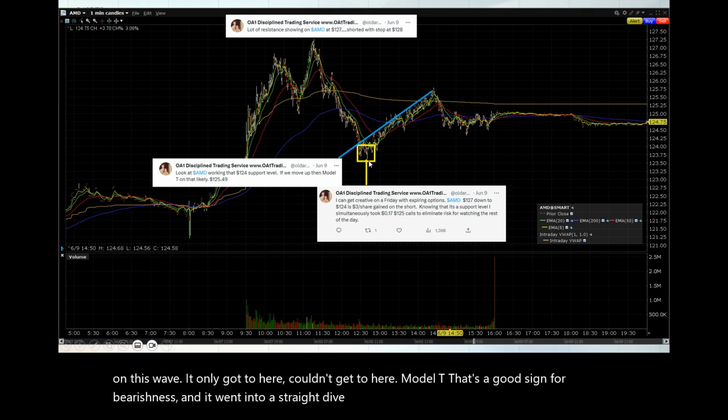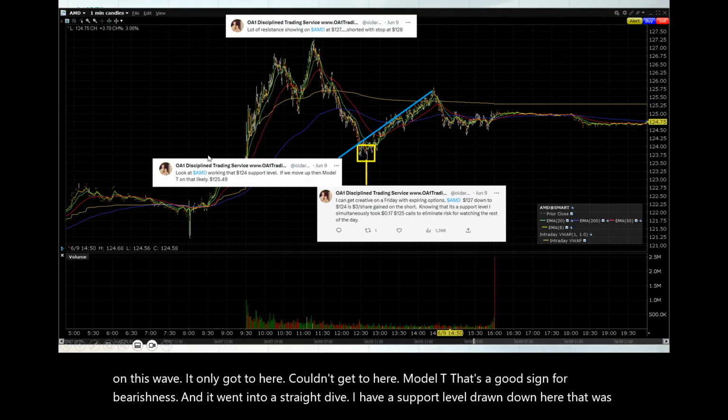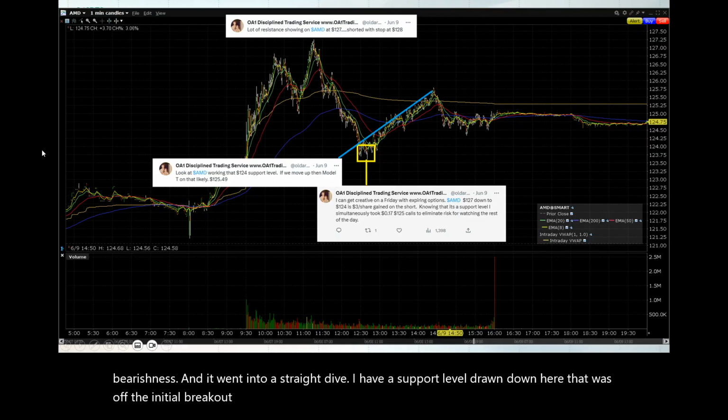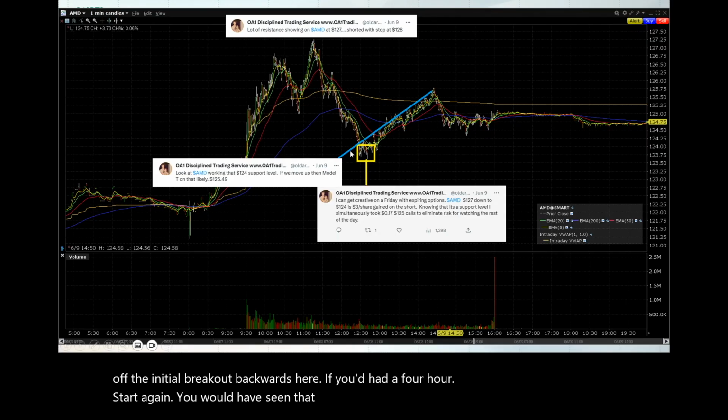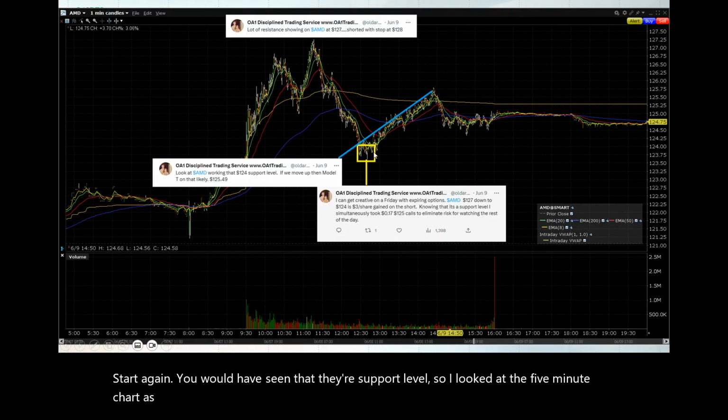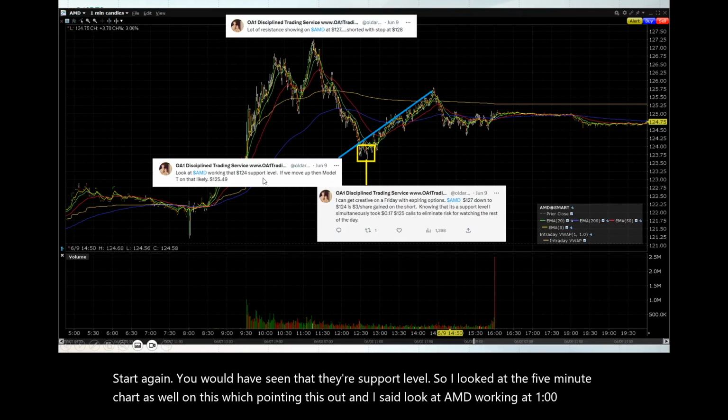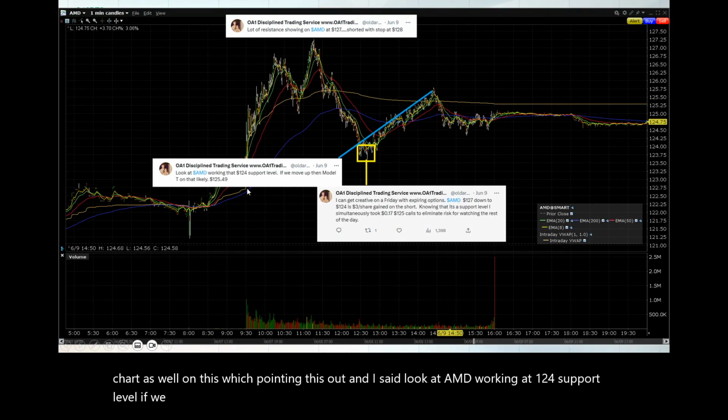I have a support level drawn down here that was off the initial breakout backwards here. If you had a 4-hour chart, again, you would have seen that there's a support level. So I looked at the 5-minute chart as well and pointed this out. I said, look at AMD working that 124 support level. If we move up, then Model T on that is likely 125.49. I was getting out. I'm covering, getting out of my short.